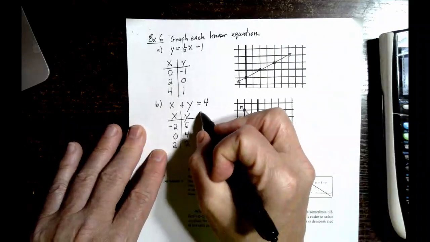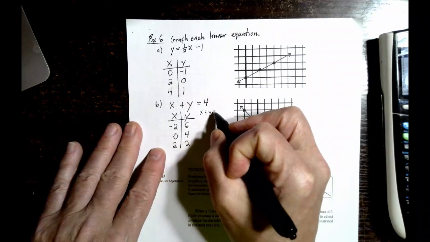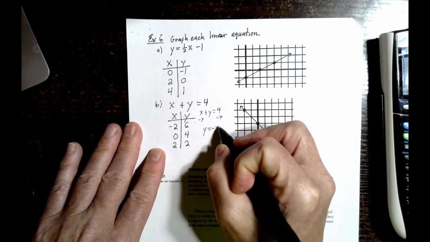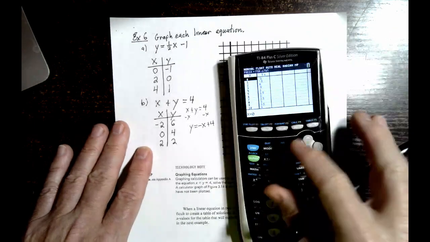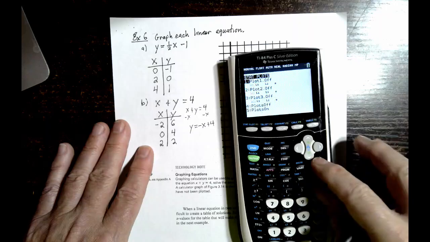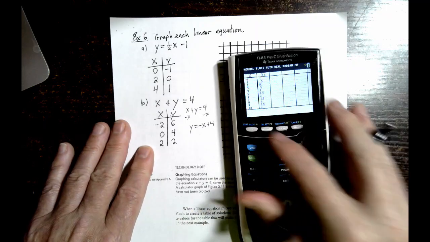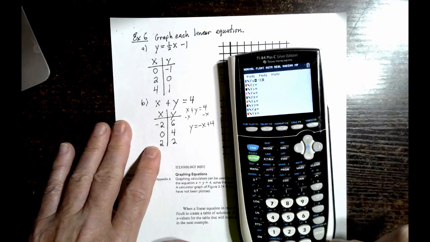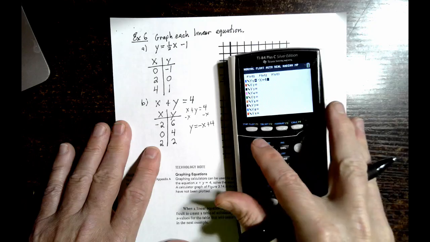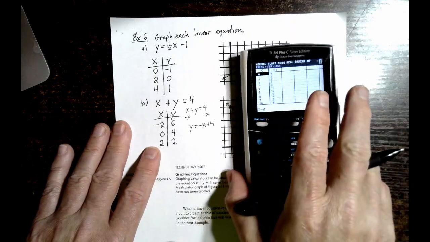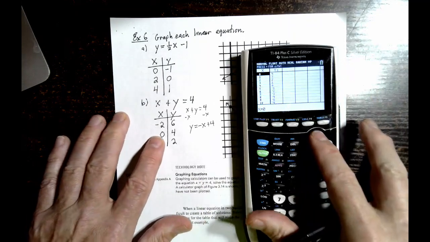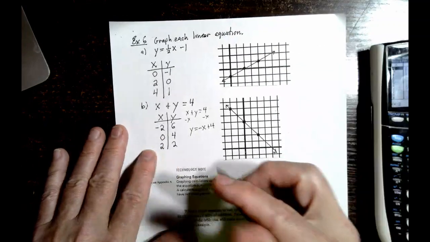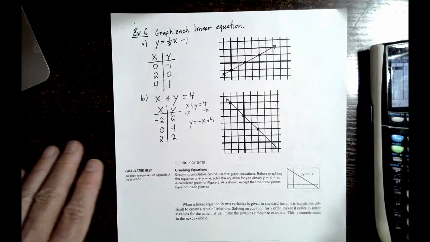In this one, if you want to graph this on your calculator, you'd have to solve this for y first. You'd have to subtract x from both sides, and you get y equals minus x plus 4. Okay, and then hit y equals, and you hit clear, and negative x, or negative 1x, plus 4. Okay, and now second graph gives me my table here, and I get -2 is 6, 0 is 4, and 2 is 2.